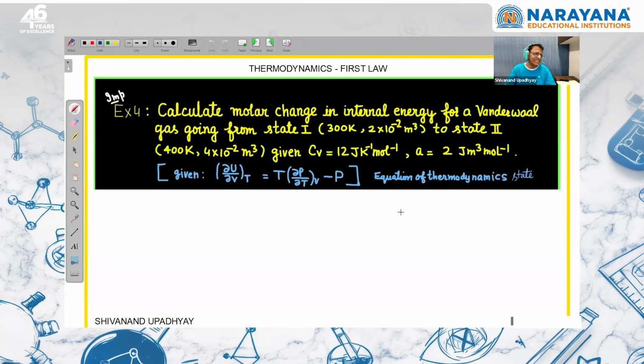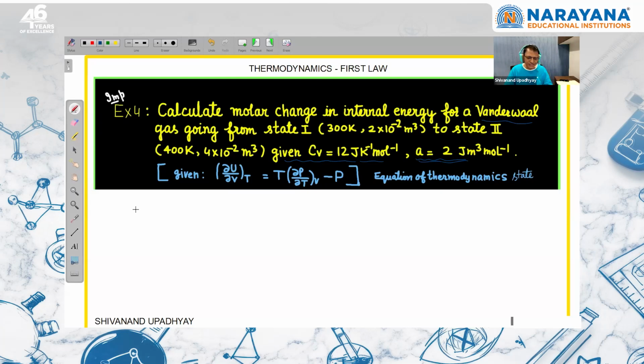Now this is a question. Calculate the molar change in internal energy for a van der Waals gas going from state 1 to state 2. They have given temperature and volume. CV of the gas is given. This is a van der Waals gas whose CV is given. And A, the van der Waals constant, is also given. They have not given the value of B, meaning we have to neglect B.